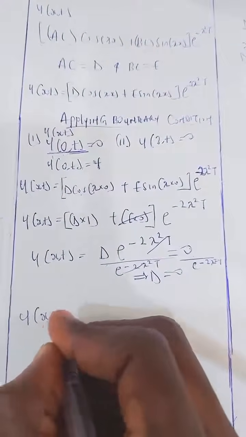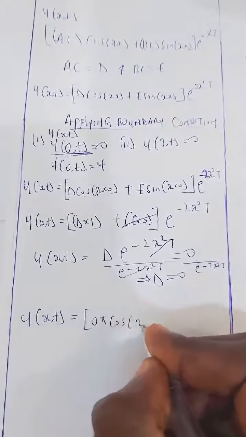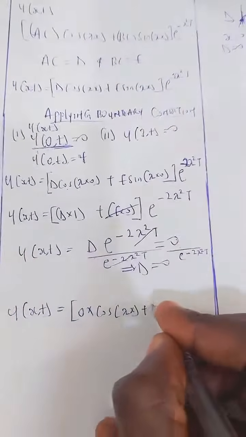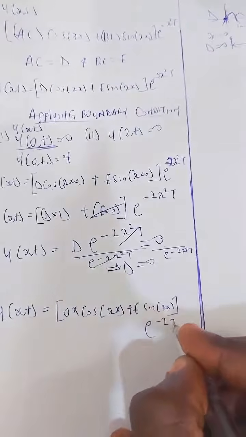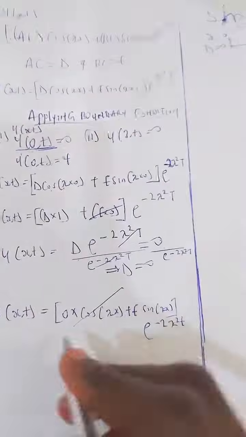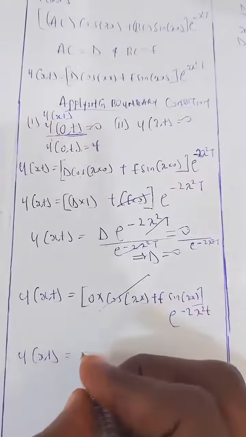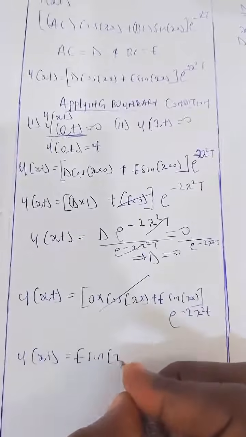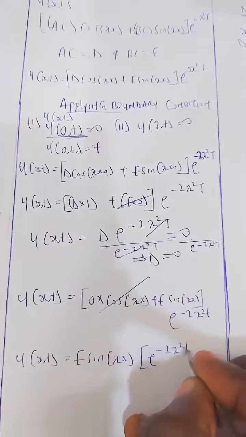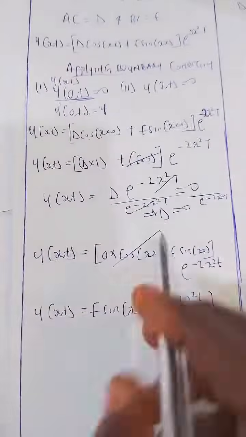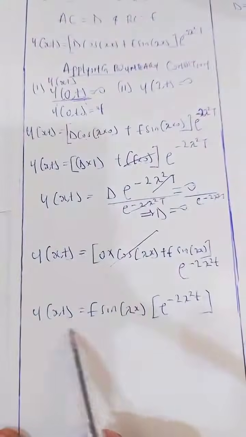Your general wave equation becomes u as a function of x and t equals 0 multiplying cos(lambda x) plus e sin(lambda x), right? Multiplying exponential negative 2 lambda square multiplying t. This cancels out. I'll be left with u as a function of x, t equals e sin(lambda x) times exponential negative 2 lambda square t, right? This is my first boundary condition. After applying my first boundary condition, I end up having my general wave equation as this.